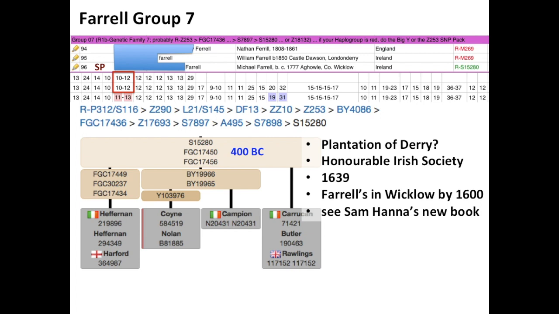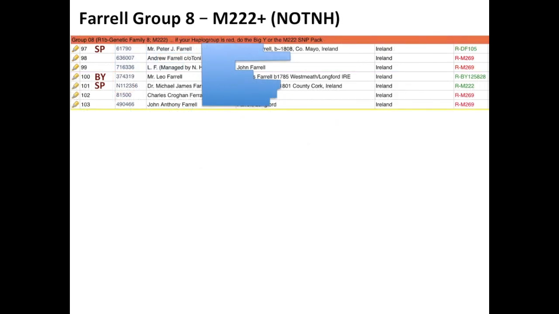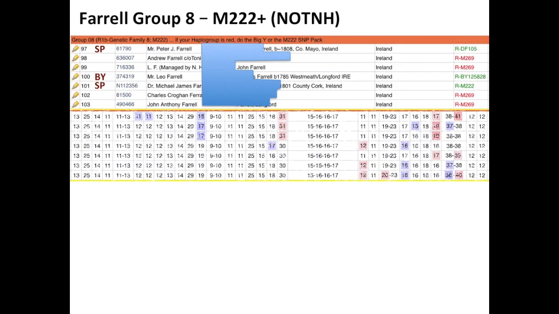So that's group 7. Now group 8, they have the DNA signature of Niall of the Nine Hostages, M222, notorious for chance matches. You can see that maybe these three people here are on one branch, they've got 17 or 18 there, 31 there, and then 17 or 19 here. Then we have 1, 2, and 3, 12, 12, 12, 16, 16, 16. Could be another branch as well. So there could be two sub-branches here.